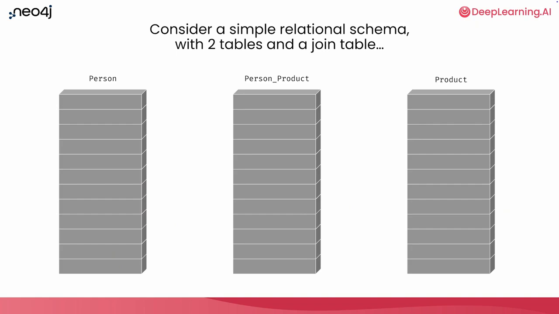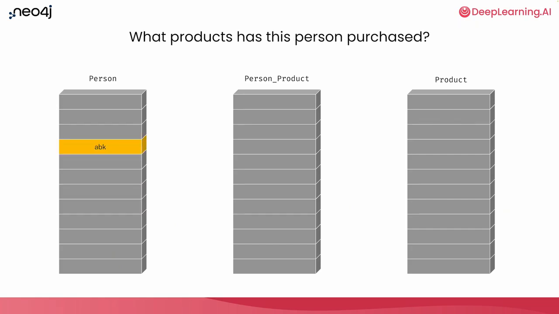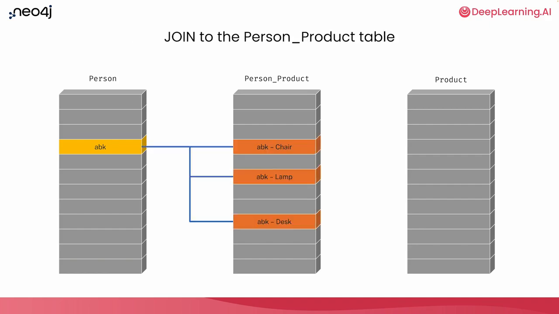So let's think about these two tables with the join table. If you ask a question like, what products has this person purchased? You'd first start with the person table and select this person here. It's identified by ABK. And of course, you do a join over to the person product table. And you'd see that the person product table has a join between the ABK and some chair, ABK and a lamp, ABK and a desk.